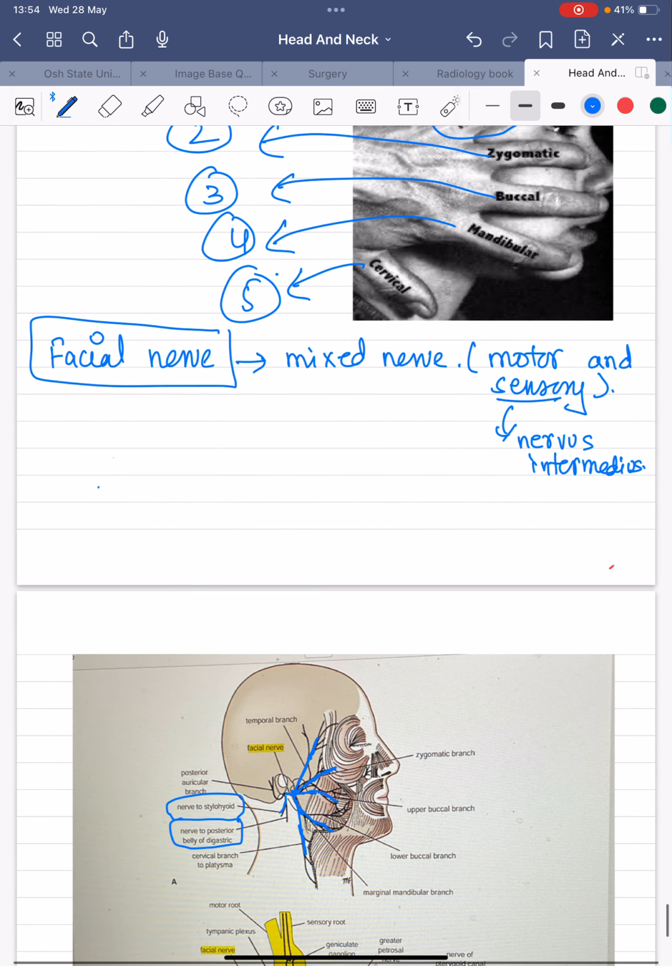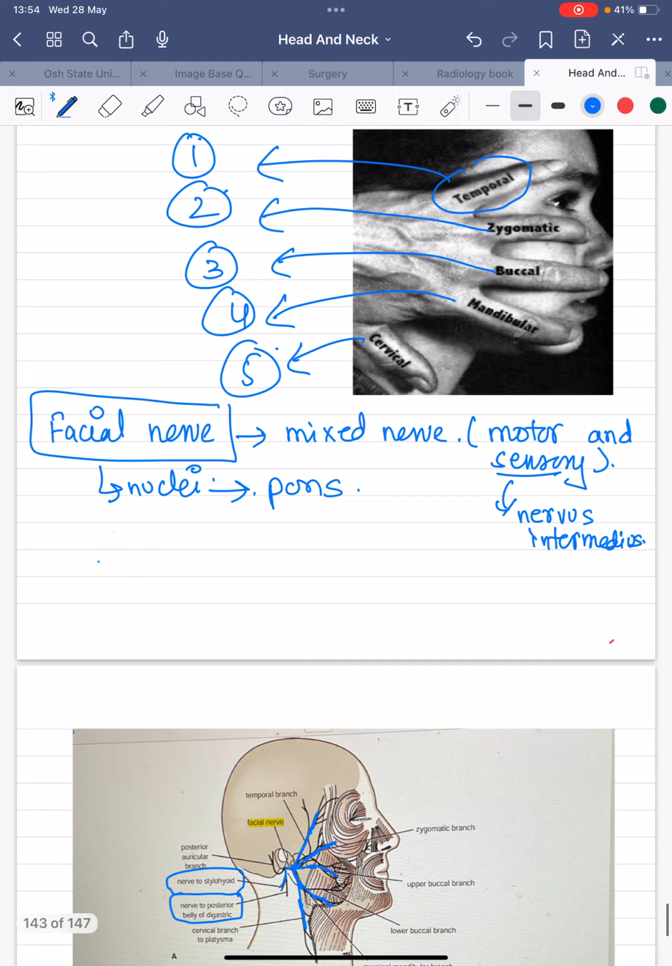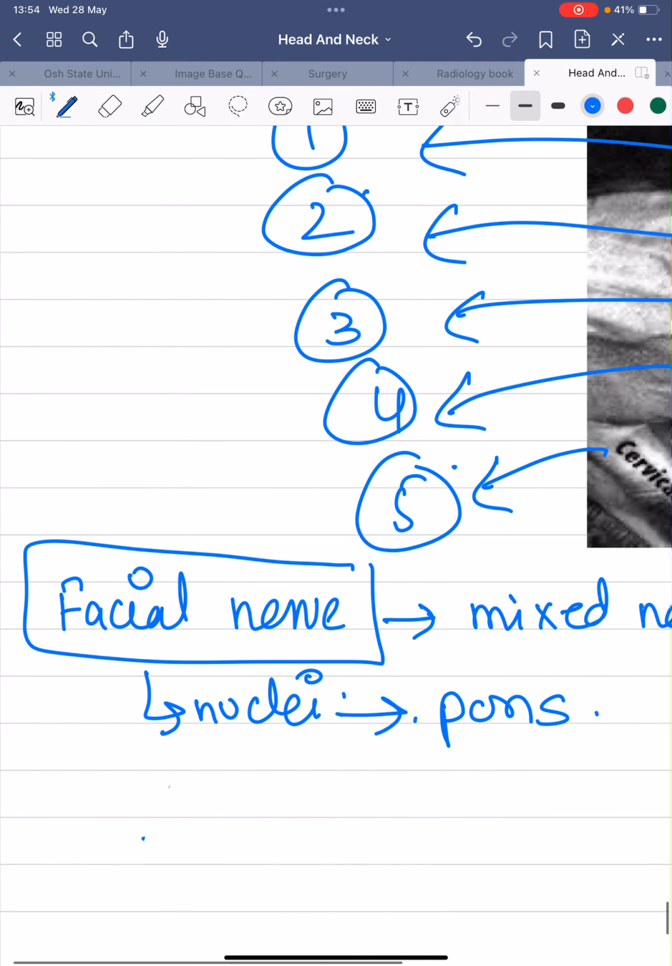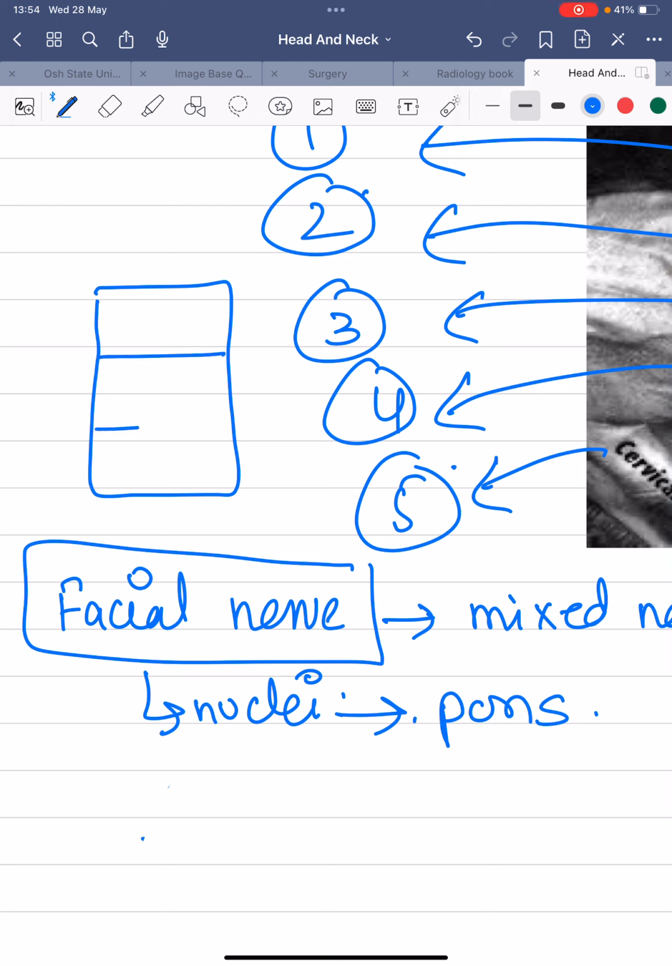Please remember, the facial nerve nuclei are present in the pons. So whenever you are studying the nerves, please remember you can draw a diagram like this. See here: midbrain, pons, medulla oblongata. So this is your brain stem.